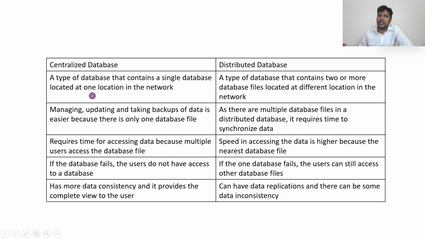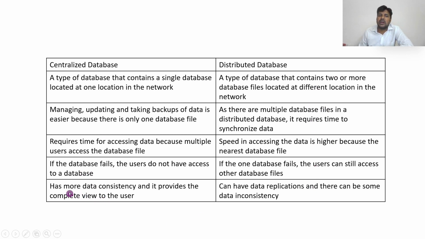So once again, centralized database is a single server; distributed has multiple servers. A centralized database is easy to manage and update. Here it is very hard because it has to do everything, so it will take time. So it requires time to access. If somebody makes a request, it will take time in the centralized one. Here speed is better because it has different local servers, right? So here, if any failure occurs, everything is gone. Here no problem, no issues, right?